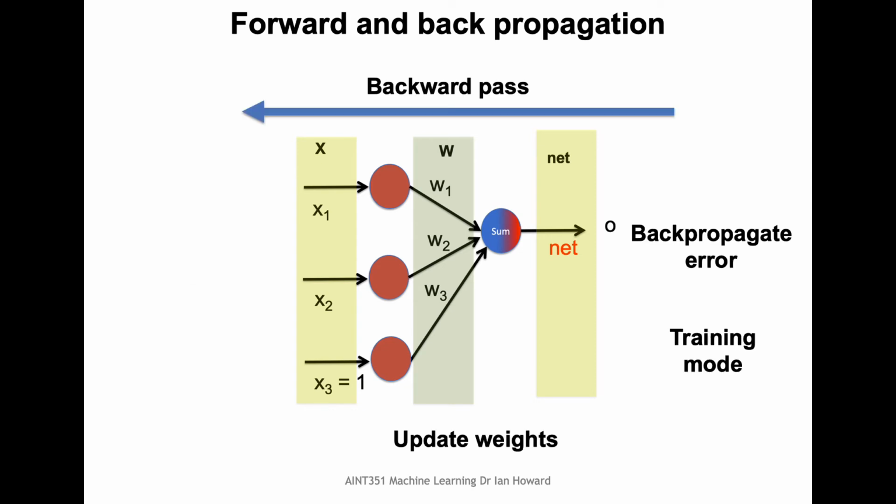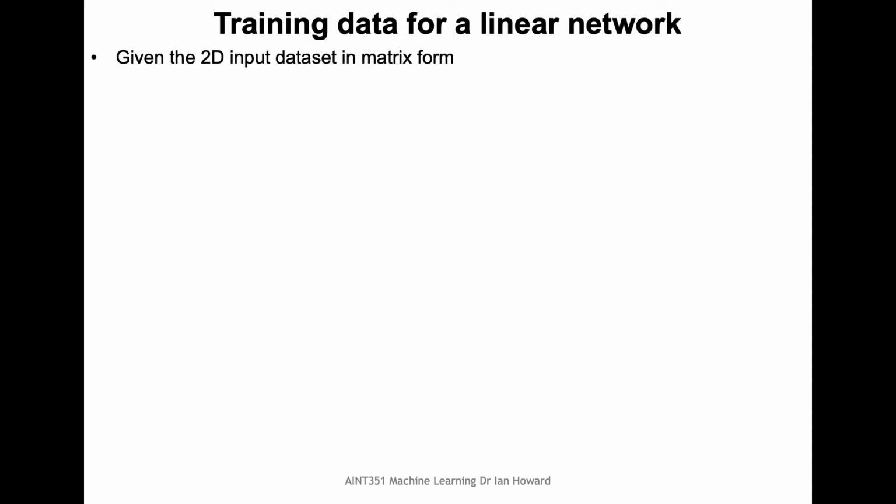Then what we do is generate an error: we take the difference between the target and the predicted output from the network, generate an error, and then propagate the error the other way in order to change the weights. And this is the backward pass.